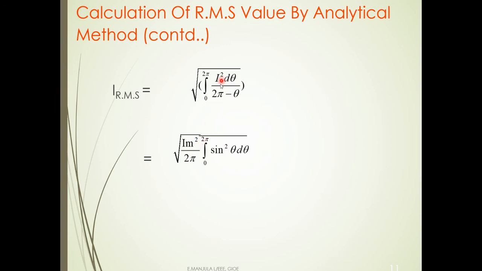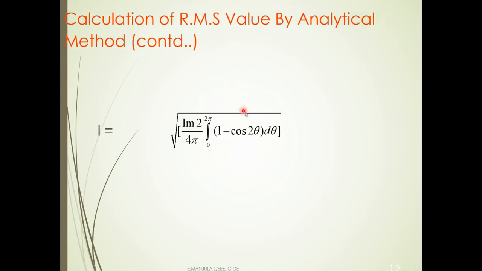So here we are substituting, in place of i, I m sine theta, whole square. So I m square sine square theta will come here, divided by 2 pi.